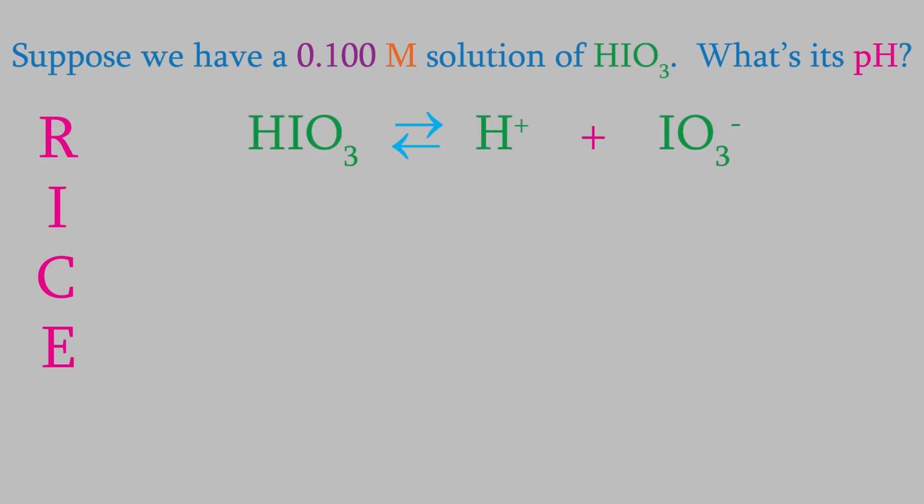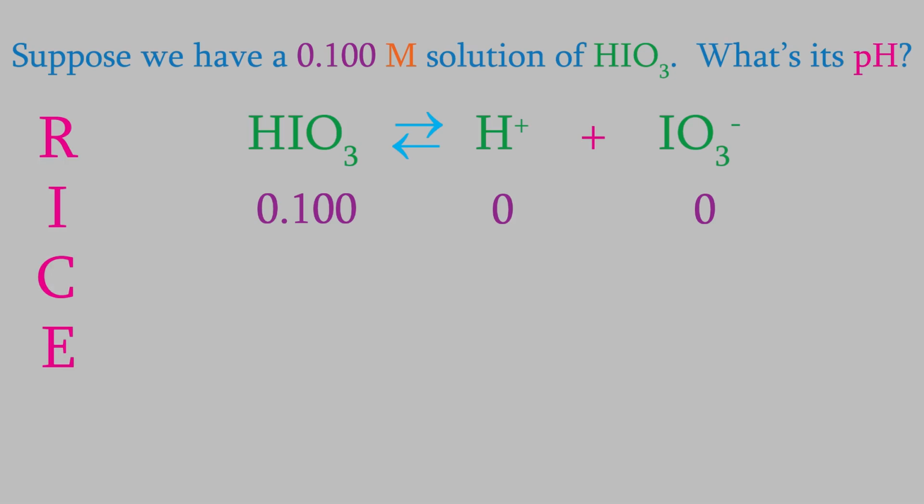The first thing we need is the initial concentrations. The problem tells us that we have 0.100 molar iodic acid. The iodic acid will dissociate, but before it does, the H+ and iodate ion concentrations are both 0. That'll usually be the case for weak acids and bases. Whenever a problem tells you that a weak acid or base has a certain concentration, that's its initial concentration before the dissociation has happened.